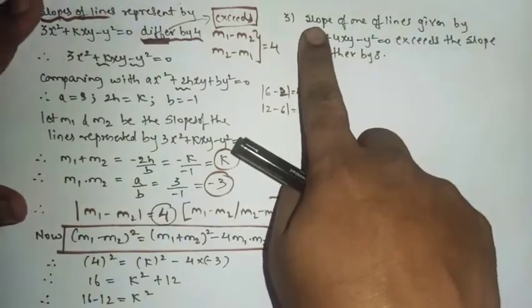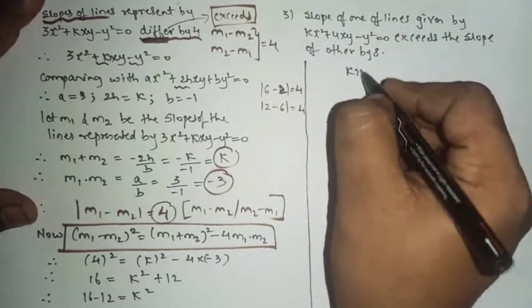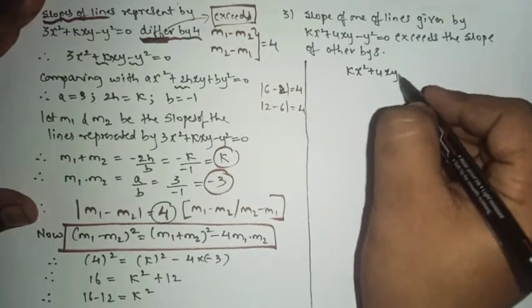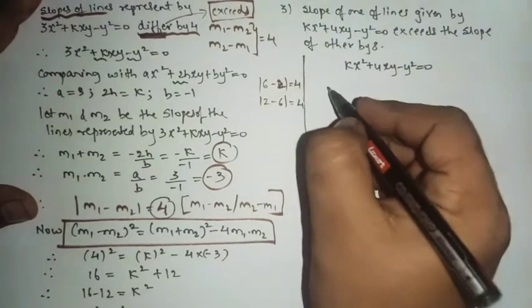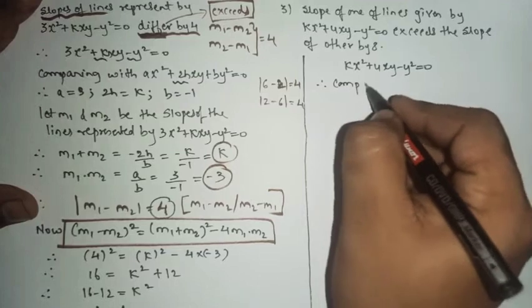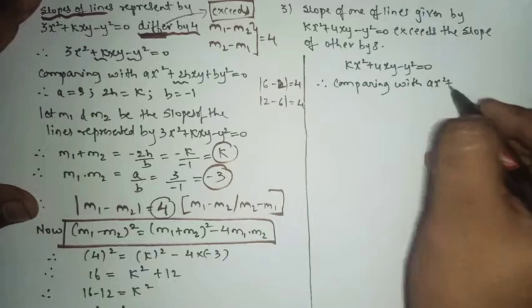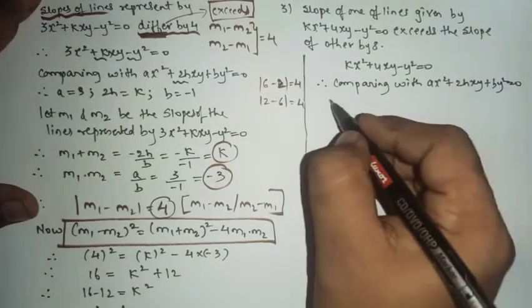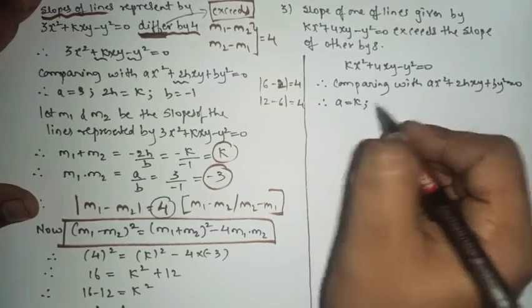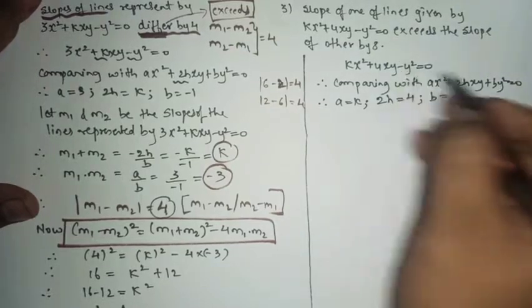In example number third, it is the sum of the slopes of the lines given by this equation. Here the equation is kx square plus 4xy minus y square equals 0. Yes or no? So comparing with ax square plus 2hxy plus by square equals 0, a will be k, 2h will be 4 and b equals minus 1.